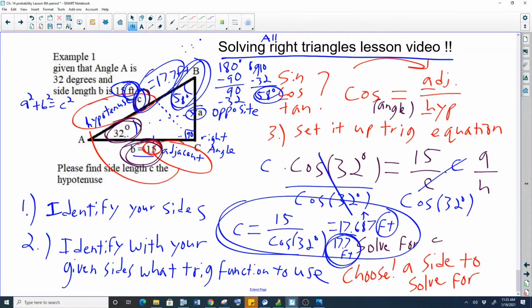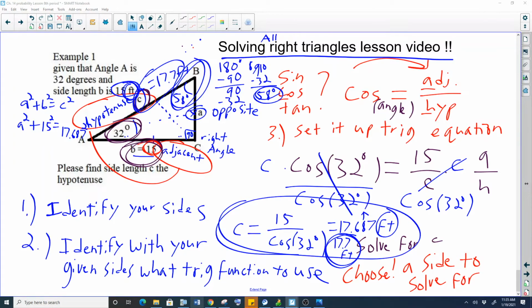We don't know what A is, so we'll just call it A squared. We do have B. B squared is 15, so 15 squared. And then we do have C, which was 17.687. I wouldn't round just yet till the very end. So now we can go in and solve for that. 15 squared, 15 times 15, I believe is 225.